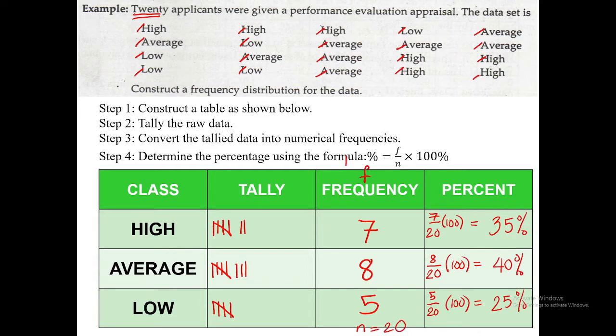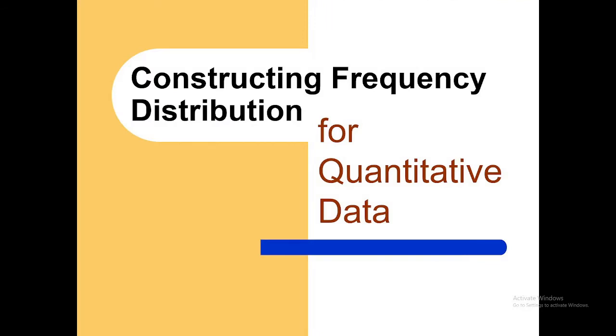So, the total should be 100%. So if it's not 100%, then there's something wrong with your solution. Okay? Is the making of the frequency distribution table for qualitative data clear? Okay, now let's go to quantitative data. This is not the same as what we had before because this involves numbers now. The data given, for example, are scores of students or probably their rating scales.